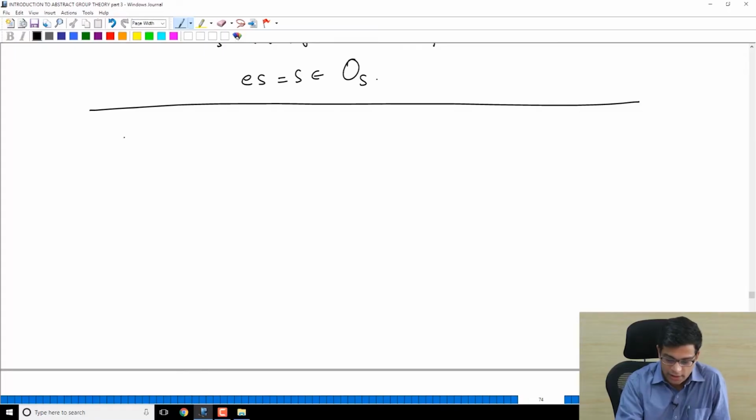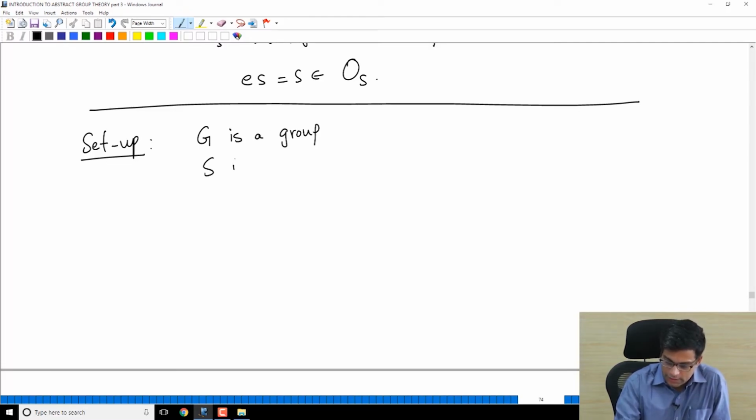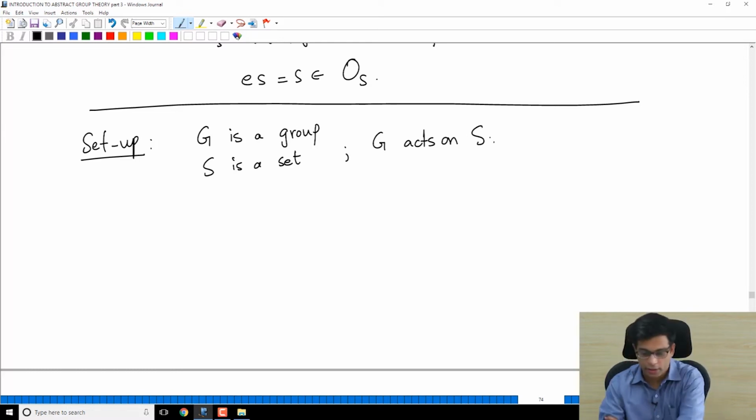thinking of orbits as equivalence classes in the following way. So let us say our setup is the following. G is a group, S is a set, G acts on S. Right? This is our setup always, a group acting on a set.